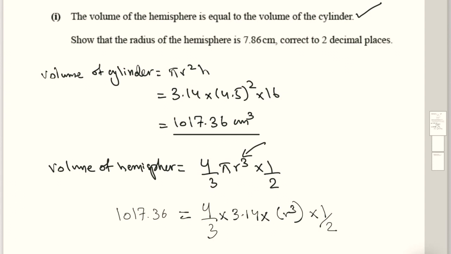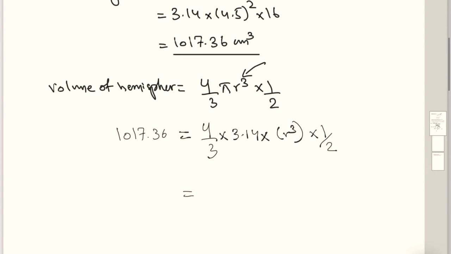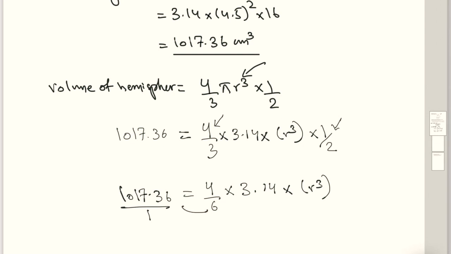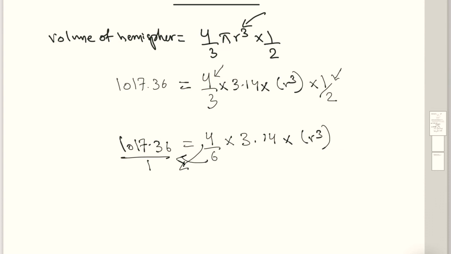1117.36. Next, you multiply the 4 over 3 by 1 over 2 and you get 4 over 6. I'm just trying to simplify the equation: 4 over 6 times 3.14 times r cubed, which is all equal to 1117.36. Next, you put this over 1, you cross multiply 6 and 4. When you do that, 1117.36 gets multiplied by 6 and then divided by 4. You end up with 1526.04 equal to 3.14 times r cubed.